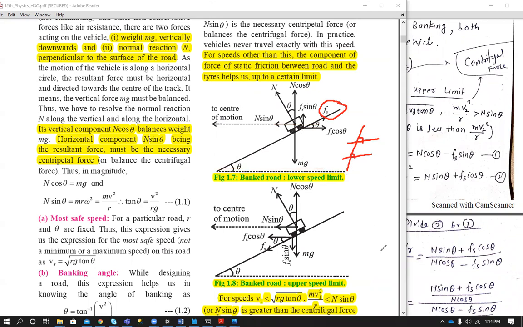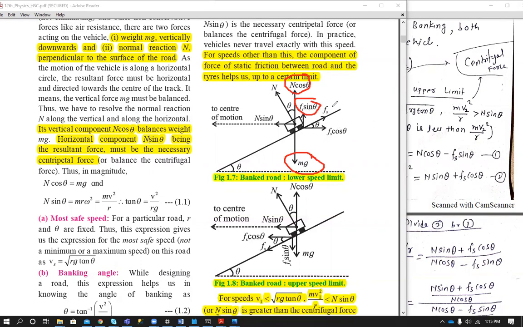In the same way, this angle theta and the angle theta will be the same. So the frictional force can be divided into two parts by resolution. The horizontal component is fs cos theta and the vertical component is fs sin theta. From the diagram you can see that now the weight mg, earlier balanced by n cos theta, is now balanced by n cos theta plus fs sin theta, or you can write mg equal to n cos theta plus fs sin theta.